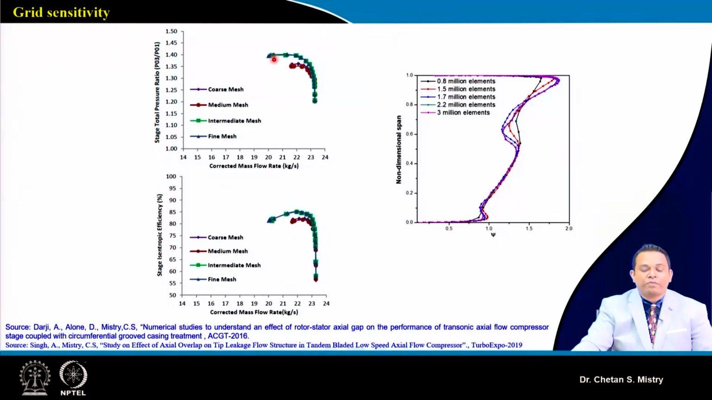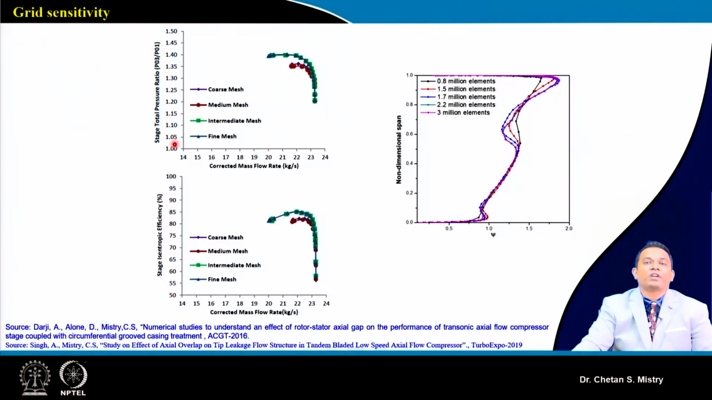And if you look at the intermediate and fine mesh, we do not have a change of results, both in terms of pressure rise as well as in terms of efficiency. So this is called a grid independent study. This is required whenever we are presenting our results in a conference or paper, or maybe talking to industries. At that time, in order to build confidence, this is very important.